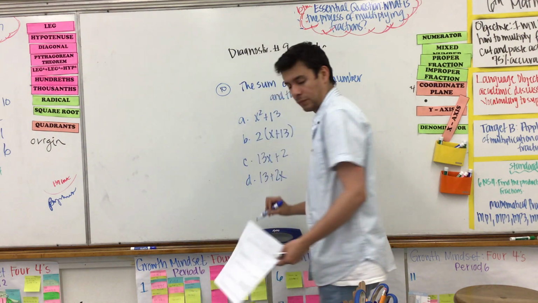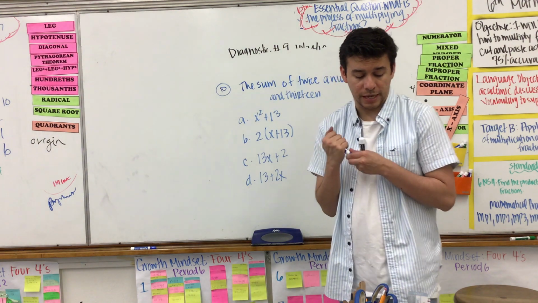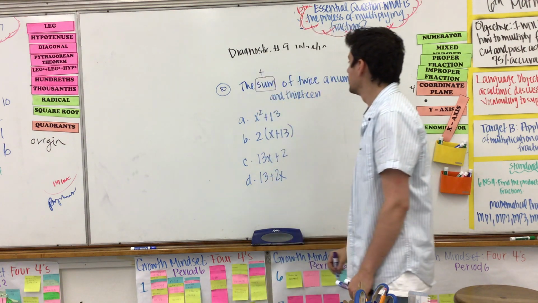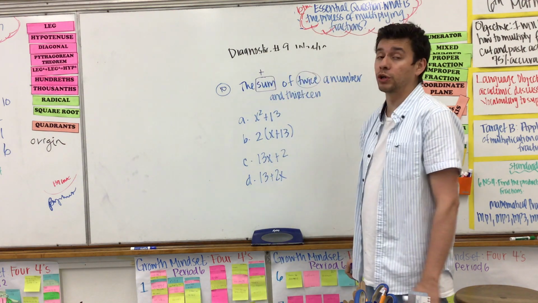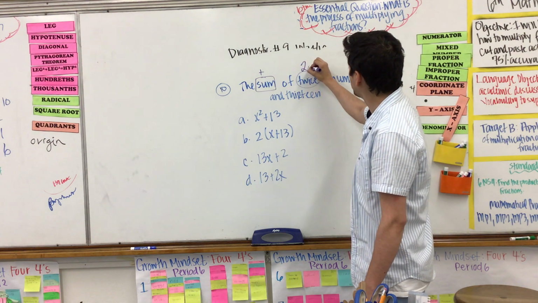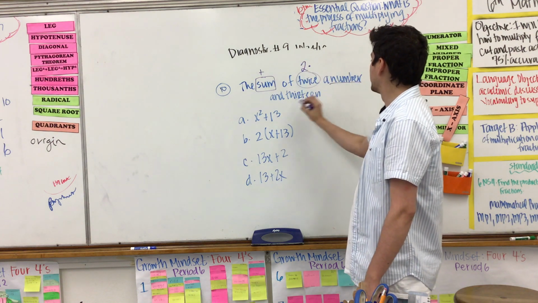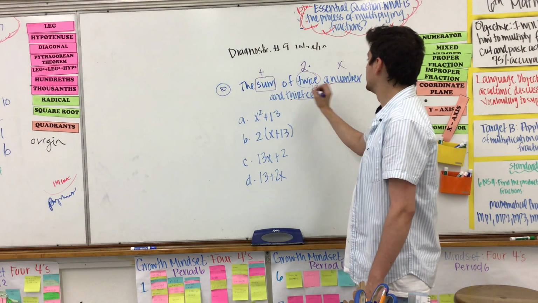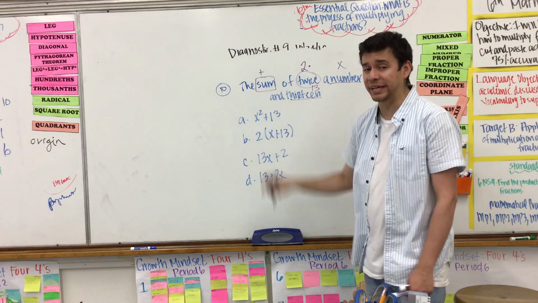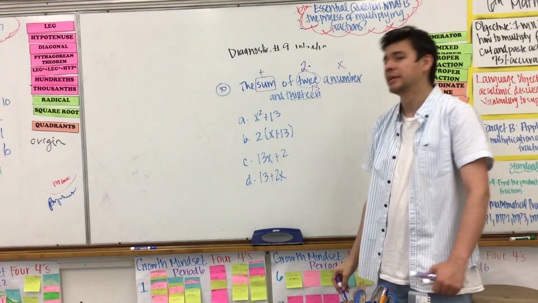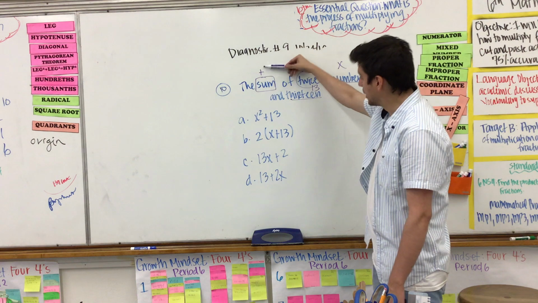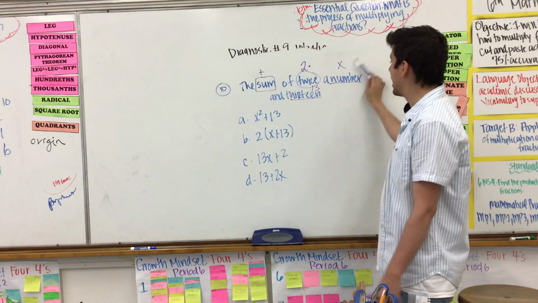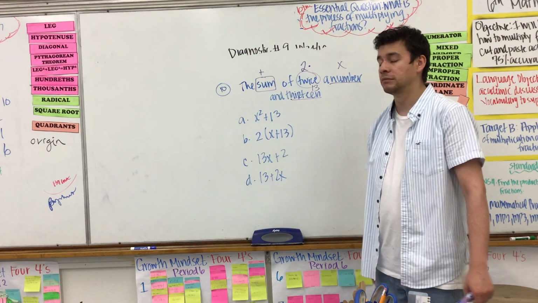Okay. I forgot to go over this one in the other last video. It says the sum, which means addition, of twice, the word twice means you're going to multiply by 2, a number and 13. A number, clearly it's x, and then you should have 13. These should be the components that you should have in your answers. You need to have a plus sign. You need to have a 2 with the multiplication. You need to have an x. You need to have a 13.